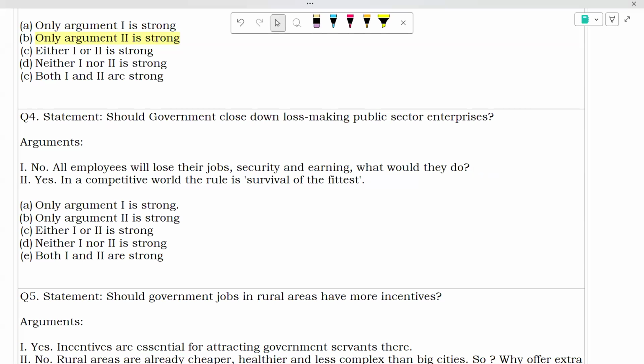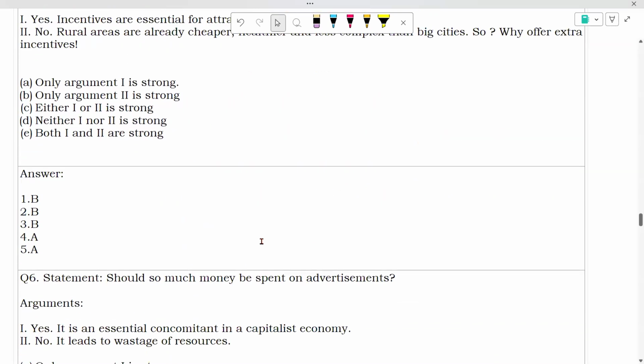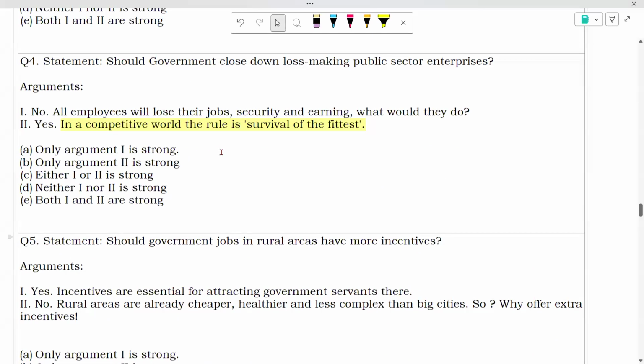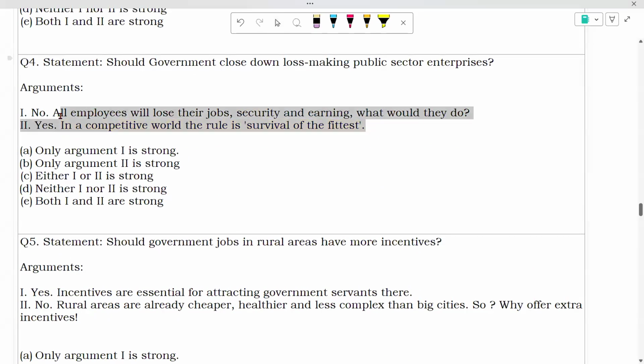They are whatever they are arguing, they are correct. But देखो यहाँ पे स्टेटमेंट करेक्ट है, लेकिन जो यस फैक्टर है वो करेक्ट नहीं है. देखो, in a competitive world the rule is survival. It is a universal statement. But just because he has given logic as a universal statement, that doesn't mean his logic is correct. Okay. So let me see what is the answer for 4, by the way. 4 is A. Only argument 1 is strong. The second argument is weak.